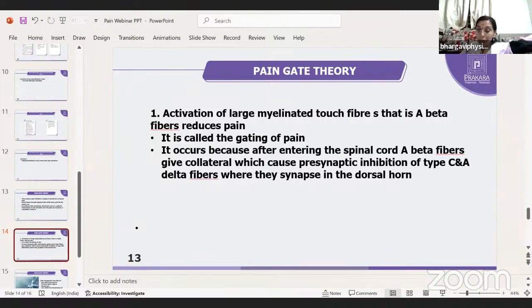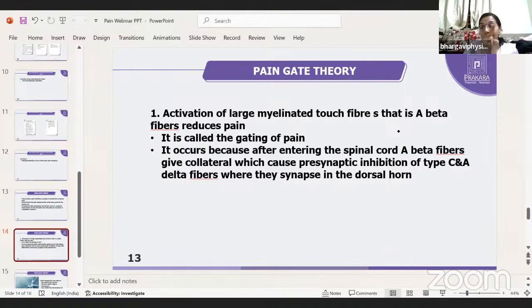I have said initially, by rubbing, how much we are feeling the pain sensation is going to reduce. Why? Because when we are rubbing, along with the free nerve endings which are present in our skin, activation of the large myelinated touch fibers will also take place. The touch sensation will be carried by the A beta fibers. There I have mentioned for the pain, A delta fibers and C fibers.